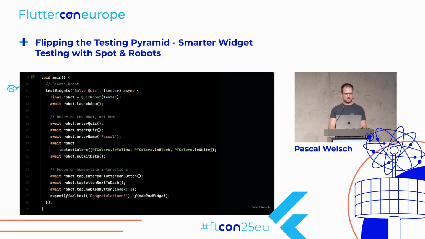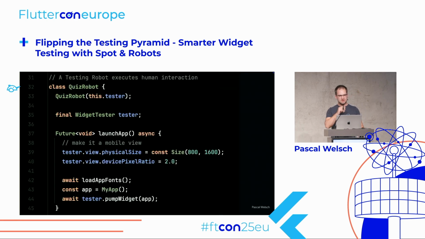First of all, the quiz robot. The quiz robot takes the tester, that's our reference to the screen and allows us to do the interactions. And the launchApp method has the same code as we did before. It's just moving the code into a different class so that it's easier to handle. It sets up the view, it loads the app fonts, and then it just pumps our application. This is the point where you can do the dependency injection depending on what you need for your testing.